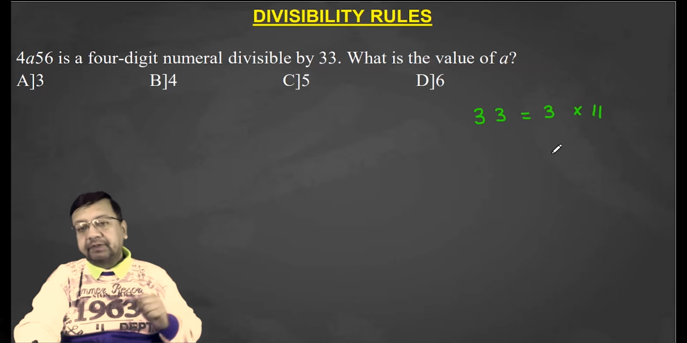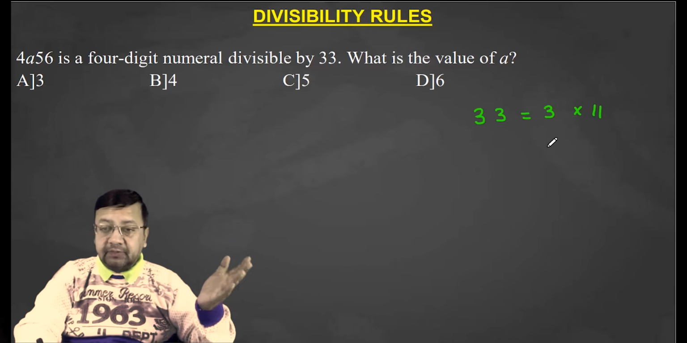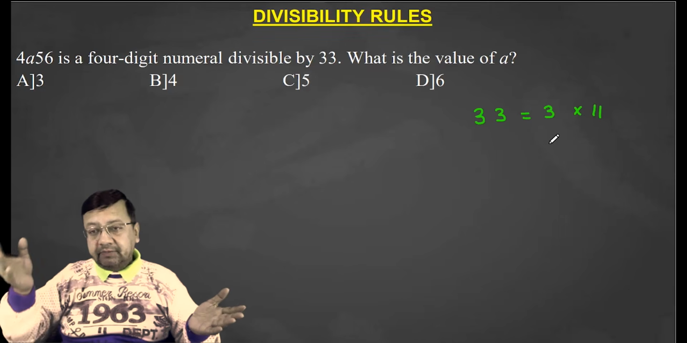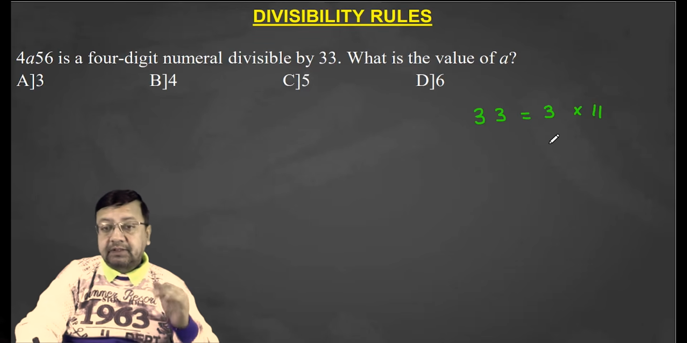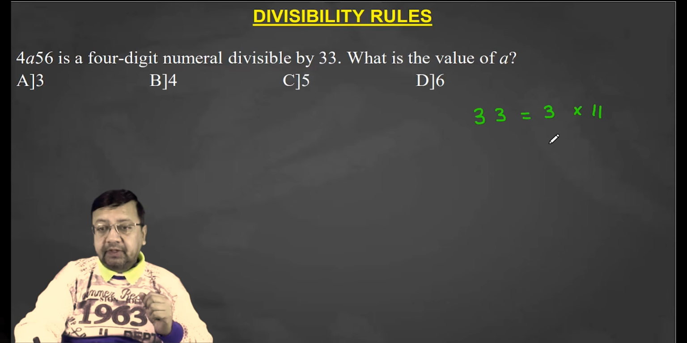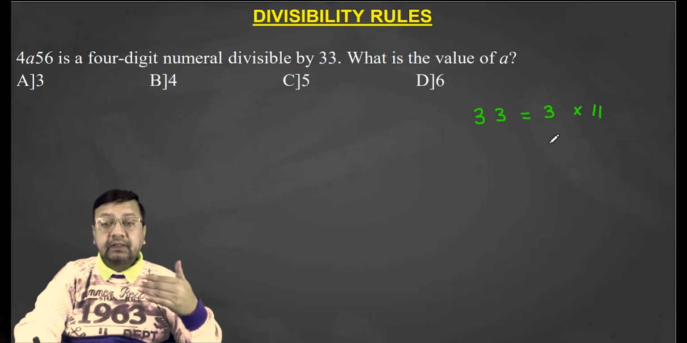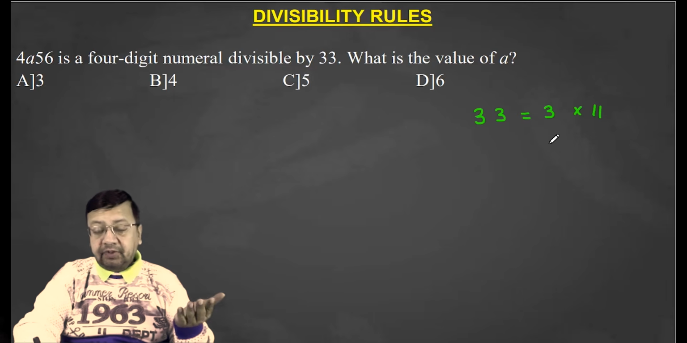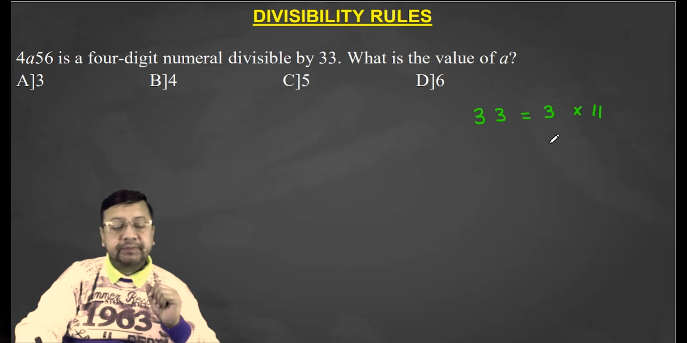There are two factors for this. Now, I need to check first the divisibility of 3 and second the divisibility of 11. Done. So the rule for 3 is what? Sum of the digits should be divisible. For 11, the alternate digit addition and then the difference should be 0 or a multiple of what? 11. Then this is the way.